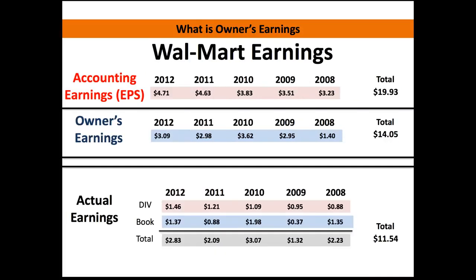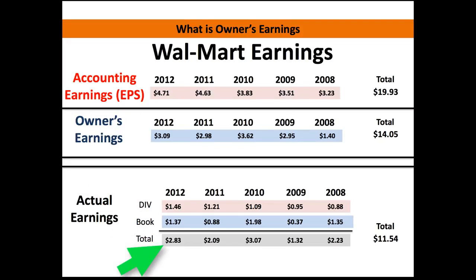So let's make this really fun. On the top we have the accounting earnings, and then we have the owner's earnings underneath that. Now I'm going to show you what actually materialized during that period from 2008 to 2012. In order to do that, I listed the dividend, which you can see right there with an arrow next to it, and then the change in the book value during that period. All I did is add up those two numbers, and then I totaled them for each year.